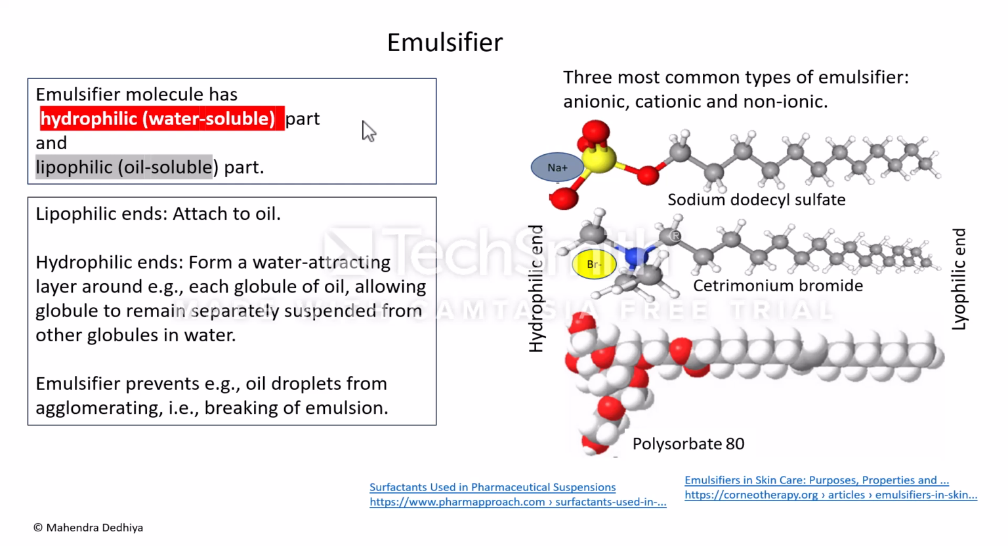Three most common types of emulsifiers are anionic, cationic, and non-ionic. Anionic emulsifiers, such as sodium dodecyl sulfate, have a negative charge on the main body. Cationic emulsifier has a positive charge, as shown here, cetrimonium bromide. Polysorbate 80 has a shorter tail and a very big end or a head. And the most commonly used emulsifier is non-ionic.